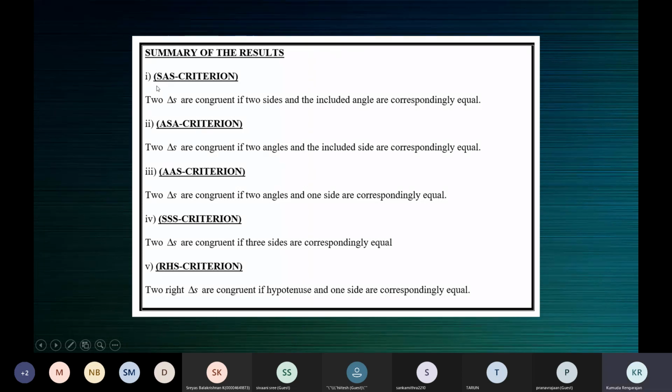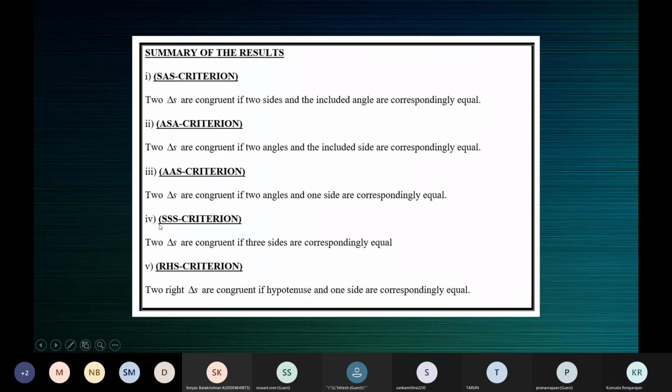2 pairs. So in all 3 equalities, 1 pair of equal sides, another pair of equal sides, and the included angle is equal. 1 pair of equal angles, another pair of equal angles, and 1 pair of equal sides. ASA: 2 pairs of equal angles and 1 pair of equal side.